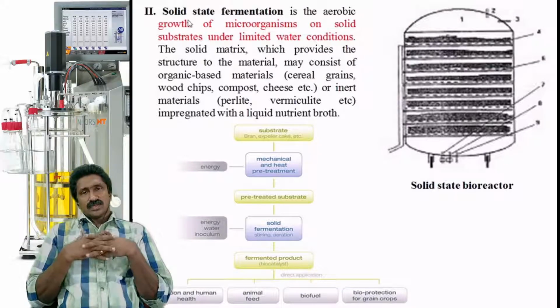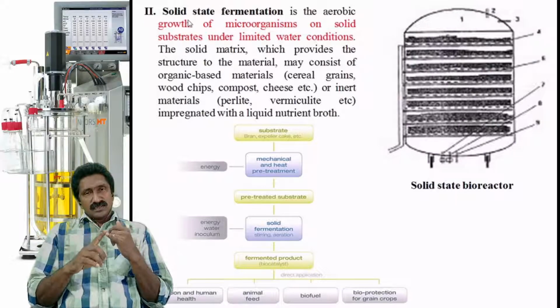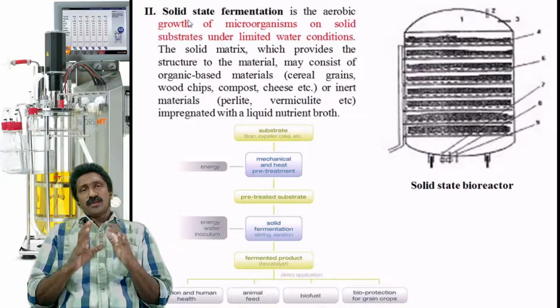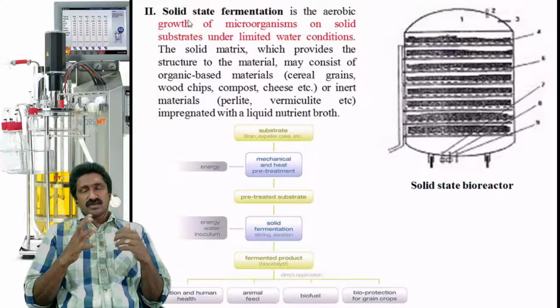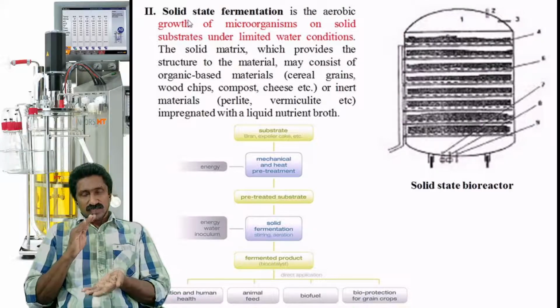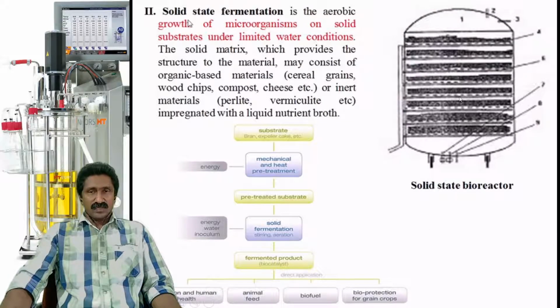Now, in solid state fermentation, the second type, this solid state fermentation is the aerobic growth of microorganisms on solid substrates under limited water conditions. So the microorganisms are growing on solid substrate as shown here. The microbes are growing on solid substrates in the reactor, and also there is only limited water supply. So water limited conditions are there.